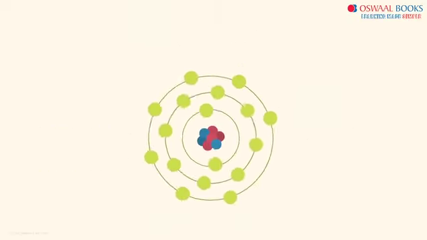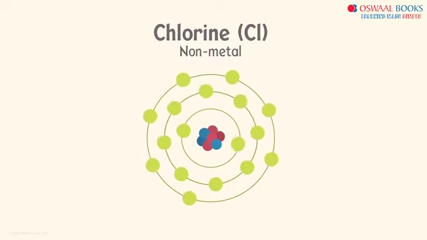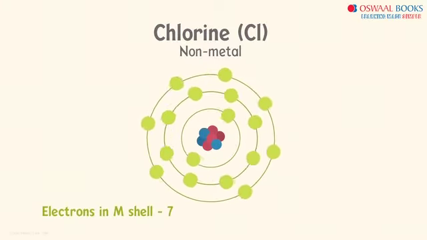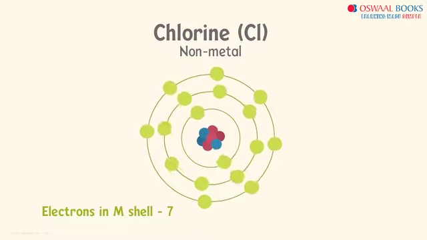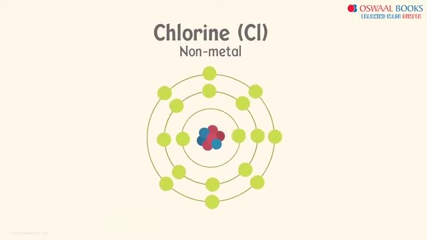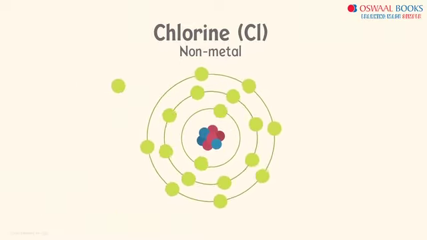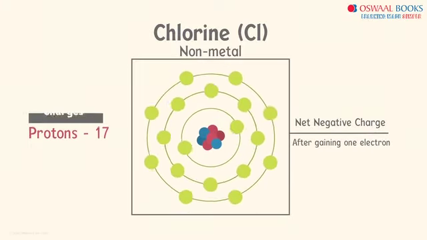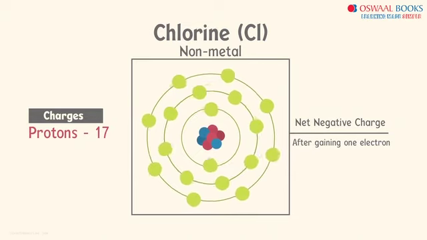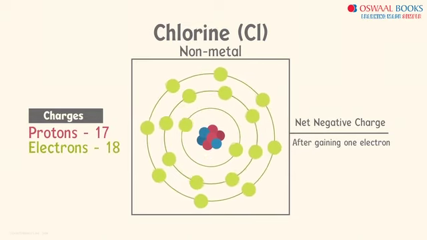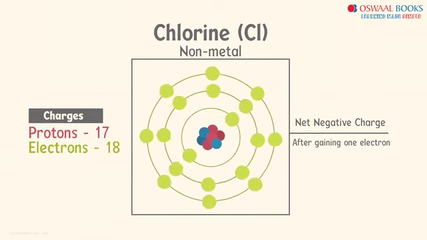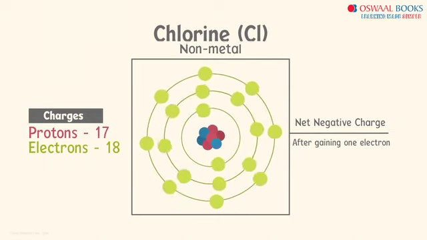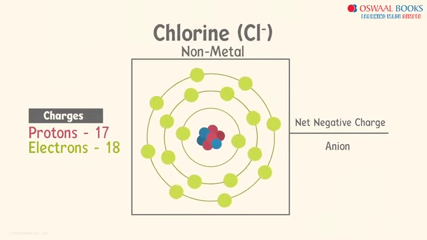Now look at chlorine, which is a non-metal. It has 7 electrons in its outermost shell and it requires just 1 electron to complete its octet. If it gains an electron, the atom will have a net negative charge as its nucleus still has 17 protons and there will be 18 electrons in the K, L and M shells together. That will give us a chloride anion, Cl-.